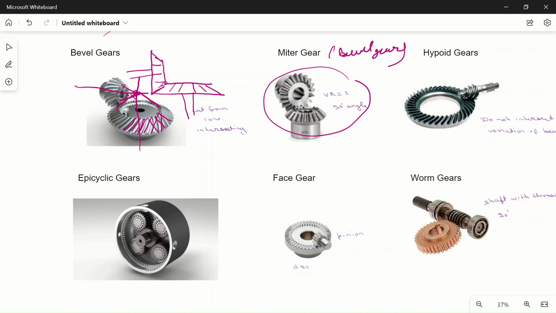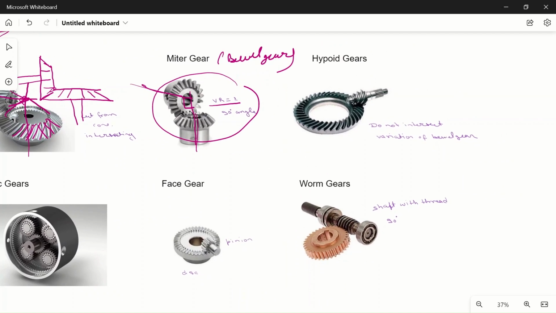What is the difference? The difference is that the angle between the shafts is accurately 90 degrees, or these two shafts are at right angle. Another specification is that the velocity ratio will be 1. So the same speed will be transferred from this shaft to this shaft, so these two gears will be of the same size.